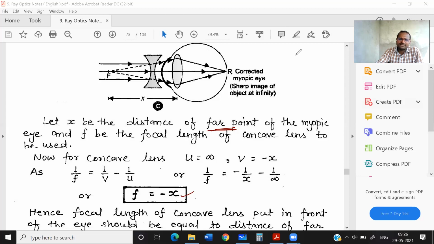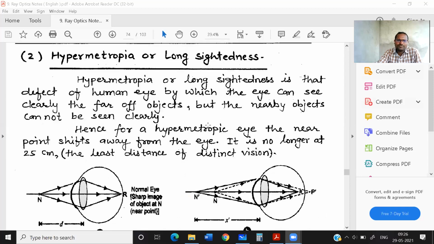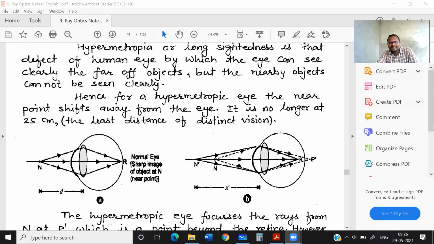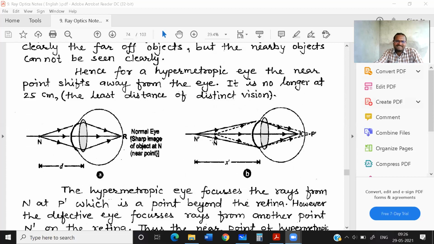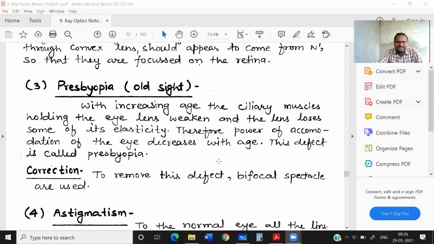Okay, next one more point is how to correct hypermetropia. Hypermetropia is called long-sightedness or far-sightedness. This can be corrected by using convex lens. What should be the focal length of the convex lens? It is f equals d x by x minus d. See, I'm not giving the derivation here. Okay, not required.